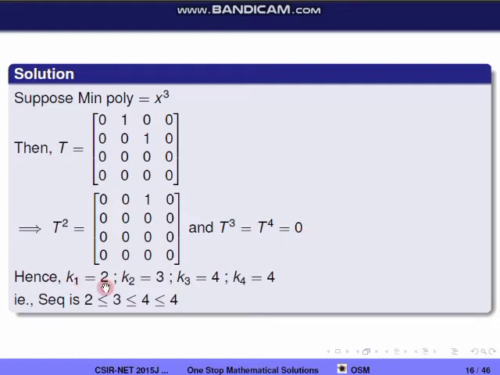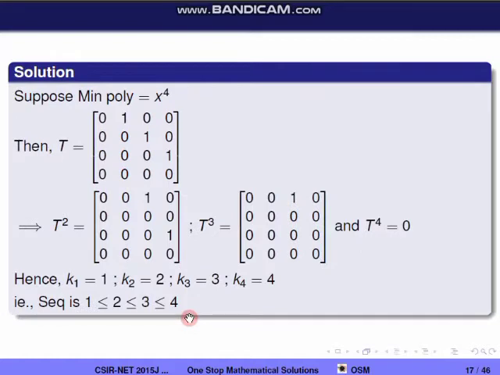Hence K1 is 2, K2 is 3, K3 is 4, K4 is 4. So the sequence we got is 2 less than or equal to 3 less than or equal to 4 less than or equal to 4. Suppose the minimal polynomial is x power 4. So we have a block of order 4. So T is given by this matrix.